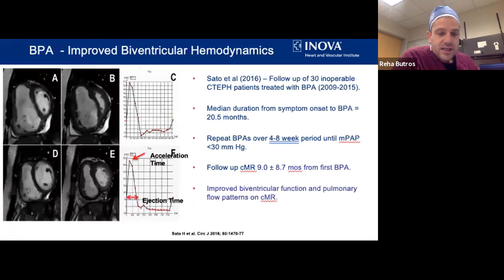And this study followed 30 patients after BPA, and they performed pre and post functional MRI studies. After each session, the functional MRI was repeated. And along with improved hemodynamics, the patients had remodeling of their chambers, and they had improved biventricular function and pulmonary flow. Their acceleration time and ejection time were all improved. You can see the right ventricle has gotten significantly smaller compared to the initial treatment.